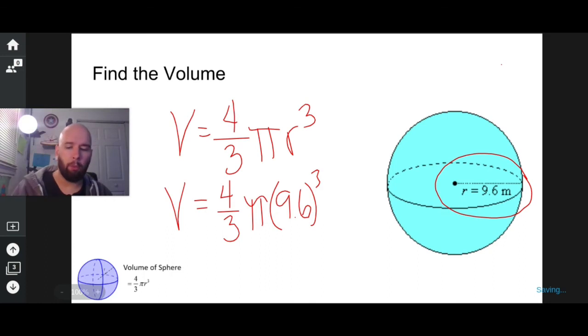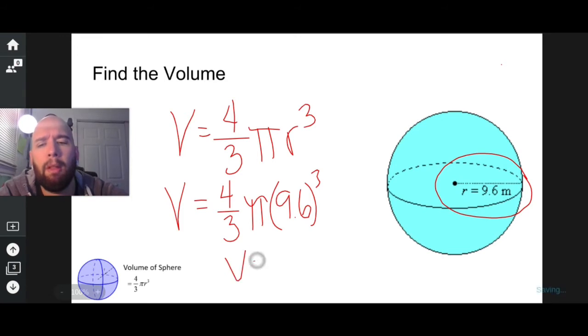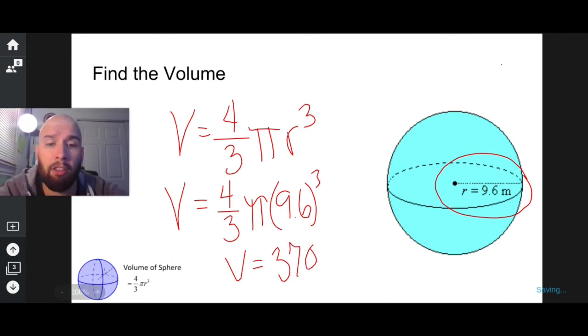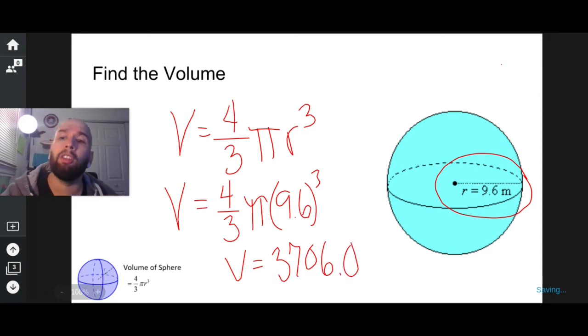Let's ask a friend to help us out. What is 4/3 times pi times 9.6 cubed? We'll round everything to the nearest tenth. The answer is 3,705.97. Actually, it's 3,705.97, so 3,706.0. Now, since this is volume, we're going to measure our unit by meters cubed.